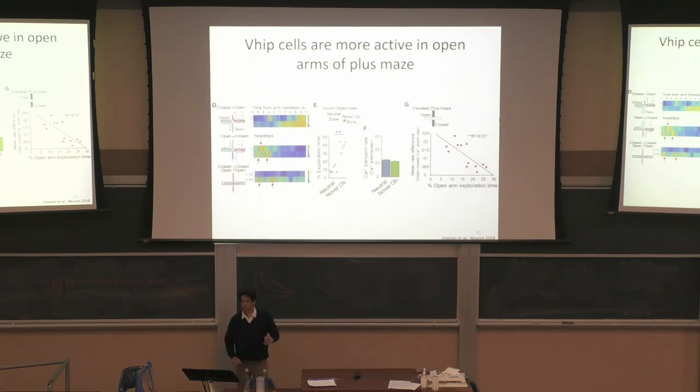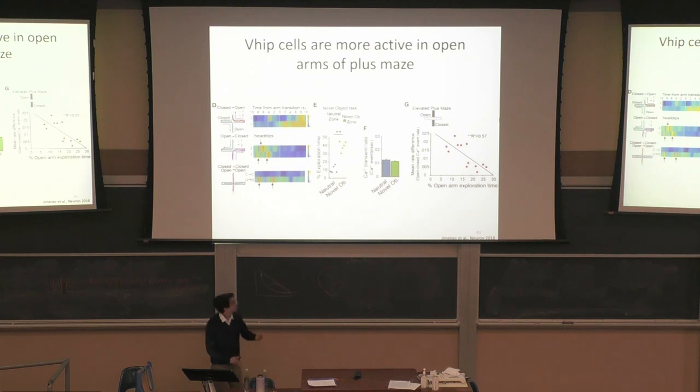But the novel object is not scary. And then you can see, he explores more the novel object than the neutral empty place. But importantly, the ventral hippocampal activity is not higher in the novel object. So this shows the results in the plus maze are not explained by simple novelty.